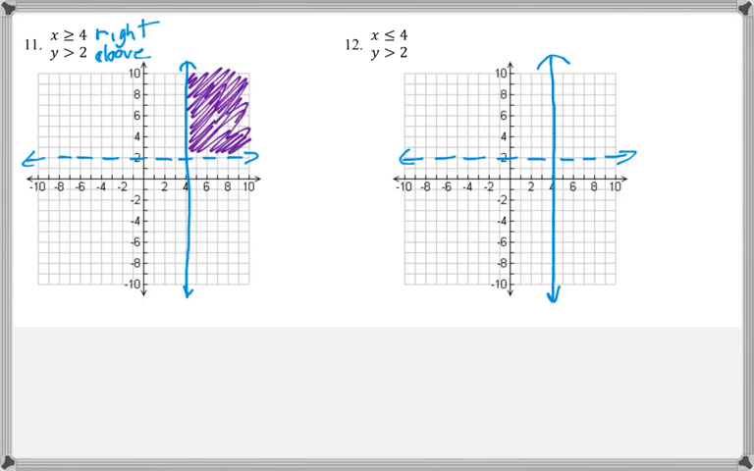X is less than or equal to 4 means to the left. Y is greater than 2 means above. So it needs to be to the left of the vertical line and above the horizontal line.